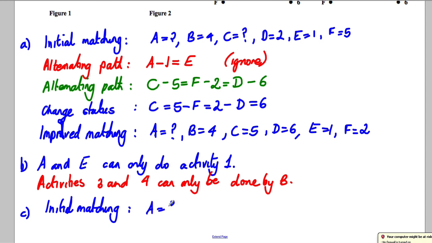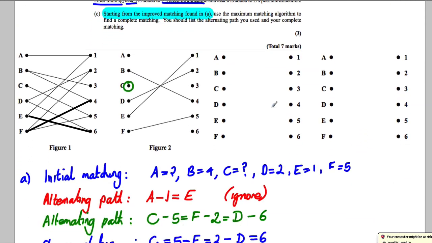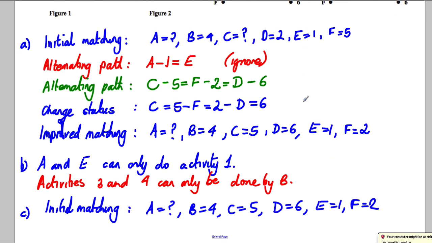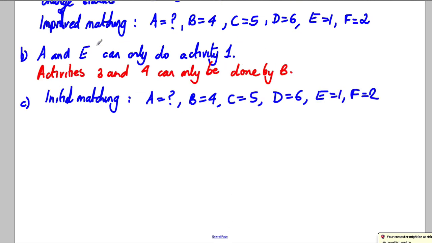So we're going to say A is question mark, B is with 4, C is with 5, D is with 6, E is with 1, and F is with 2. Now the reason they give you these graphs is that sometimes you can draw them in if it helps. I can actually do it without looking at the graph because all you've got to do is keep looking up here at your initial matching. So let's have a go. Let's look for an alternating path.